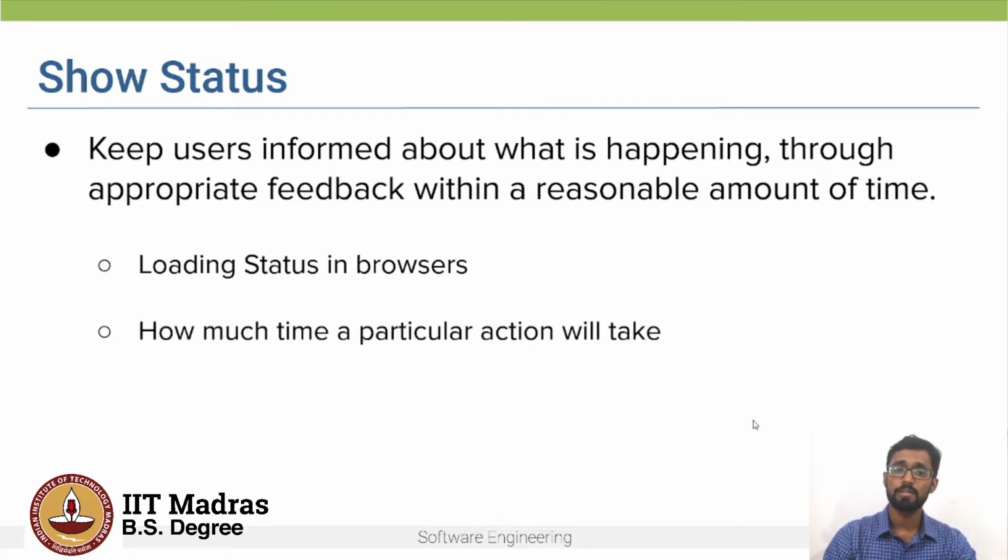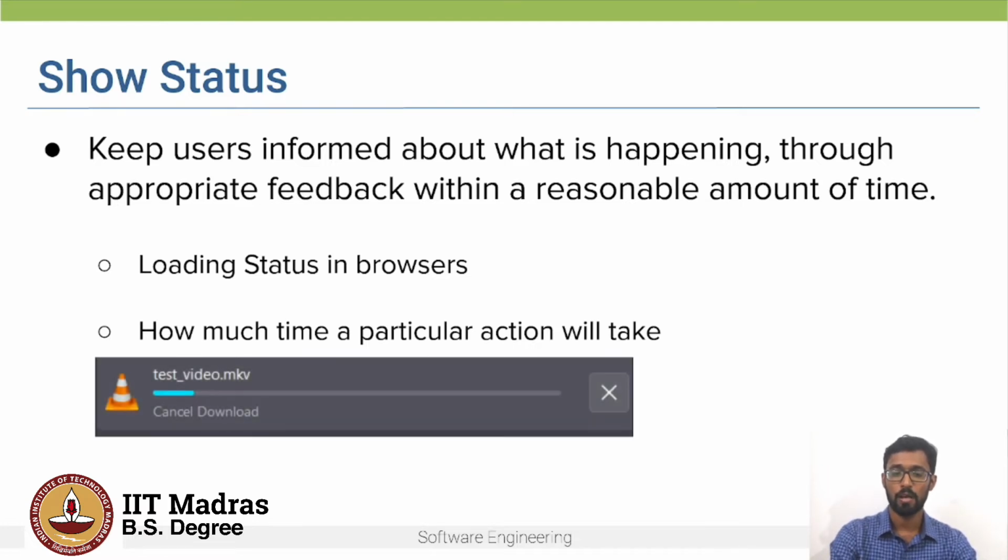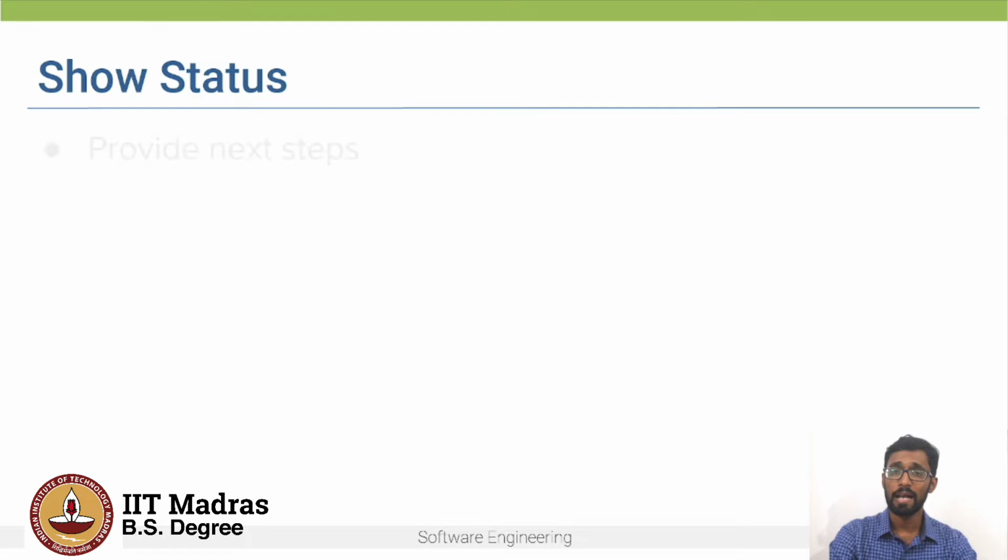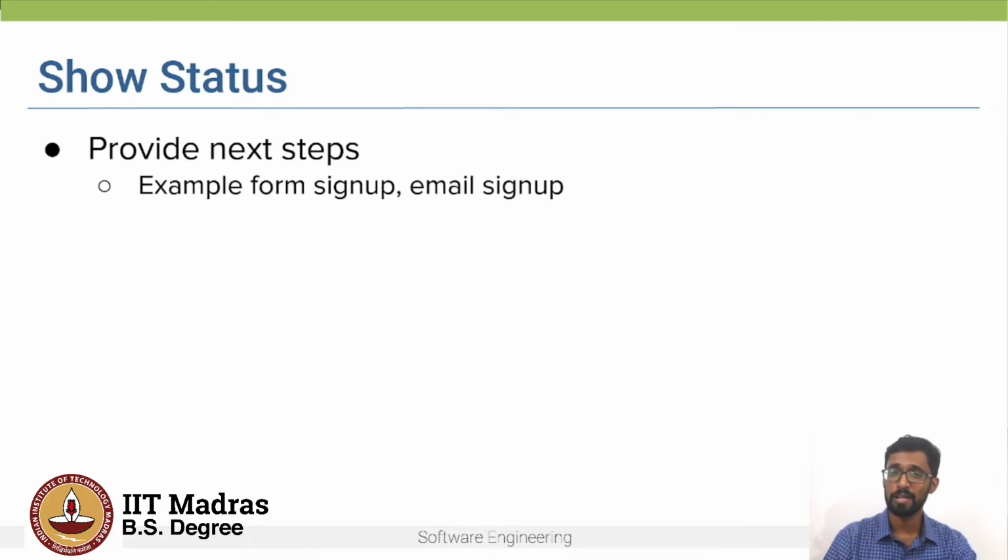Another example is showing the status of how much time a particular action will take. Let's say I'm downloading something, how much time will it take to download? That is useful information which can be given to users. Another example of showing status is to provide next steps for an action. For example, if you have filled a form or created a new email address, what are the next steps? Otherwise, as a user, I will not know what I should do next.